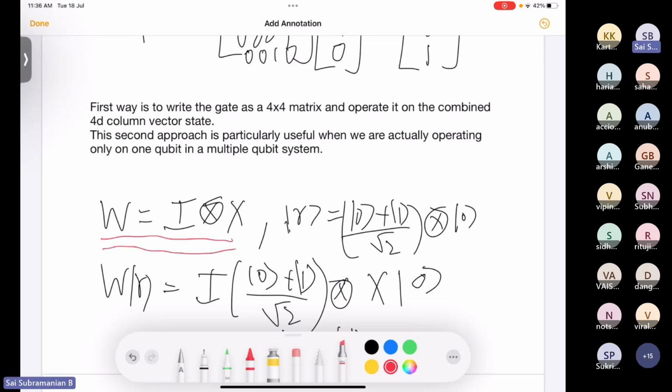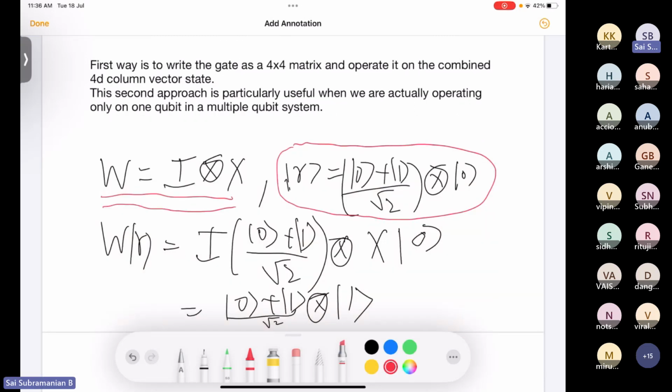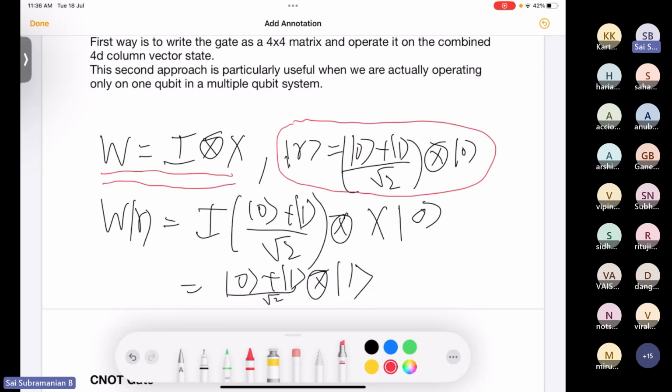So in that case, we don't want to sit and compute our vectors as a 4 by 1 column, and we don't want to sit and compute our 4 by 4 matrix. We just leave them as this, and then we will operate on the vector also. We will write in this form. Take this example vector (0 plus 1)/root 2 tensor product 0. And when we operate this operator on it, just operate the first operator I on the first vector, operate the second operator on the second vector. That's it. And then take tensor product of the whole thing.